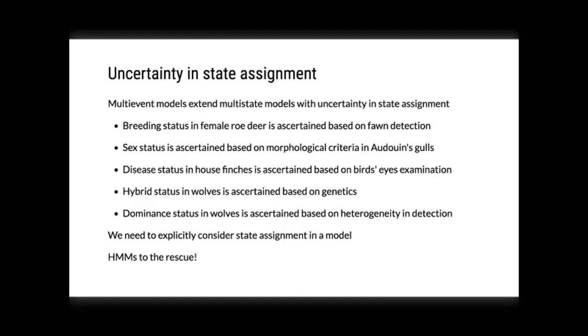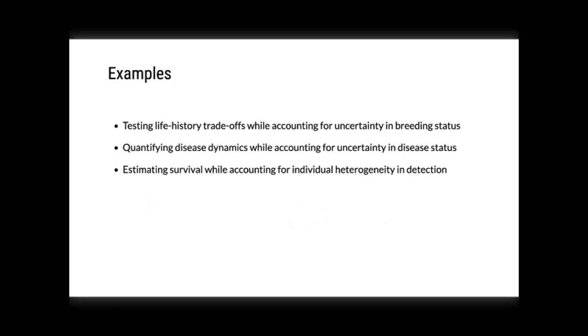We won't go through all three examples because they look very much like each other. We will go through probably the first and the third example. Testing life history trade-offs while accounting for uncertainty in breeding status. Disease dynamics is going to be exactly the same example as the first one. And we will estimate survival while accounting for individual heterogeneity in detection. I'll show you this example, and we'll go through our live demos for these three examples.